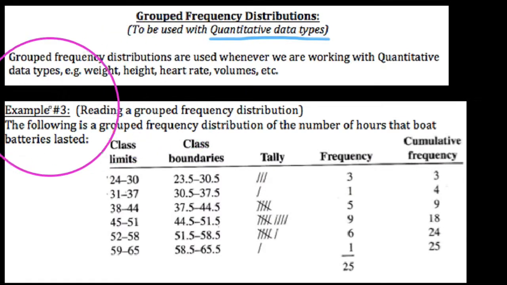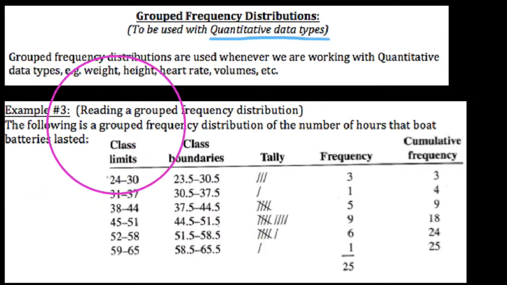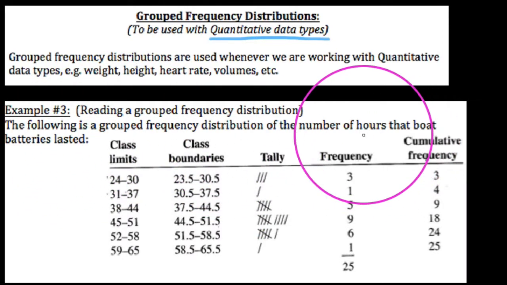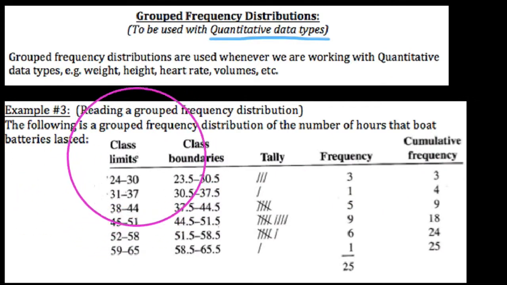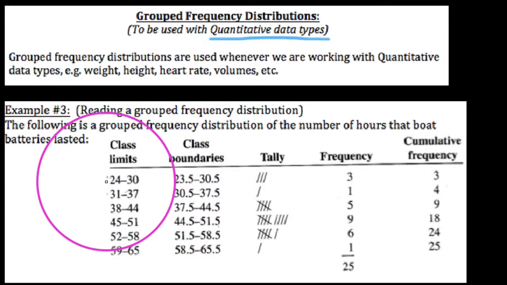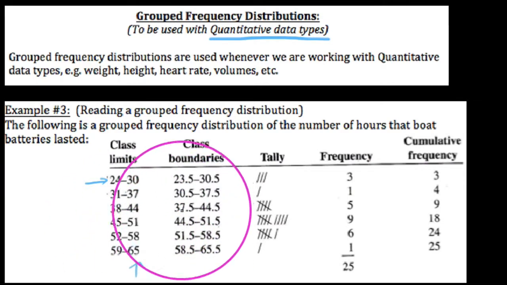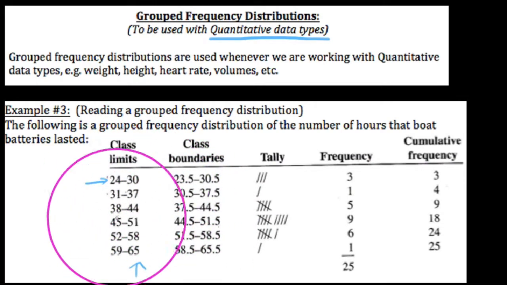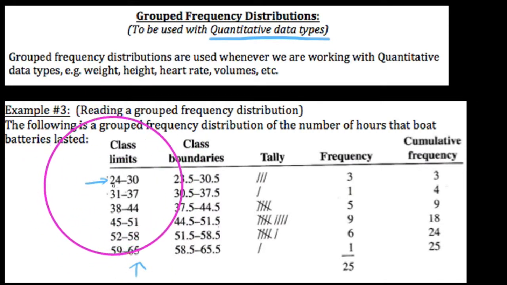So let's go ahead and take a look at a grouped frequency distribution that I have right here handy for us. It says the following is a grouped frequency distribution for the number of hours that boat batteries lasted. I know that sounds really exciting, but this is telling us a few things. First of all, the shortest time was 24 hours and the longest time was 65 hours, okay? So that being such a broad span, what they've done is they've taken that data and split it up into what we call classes.